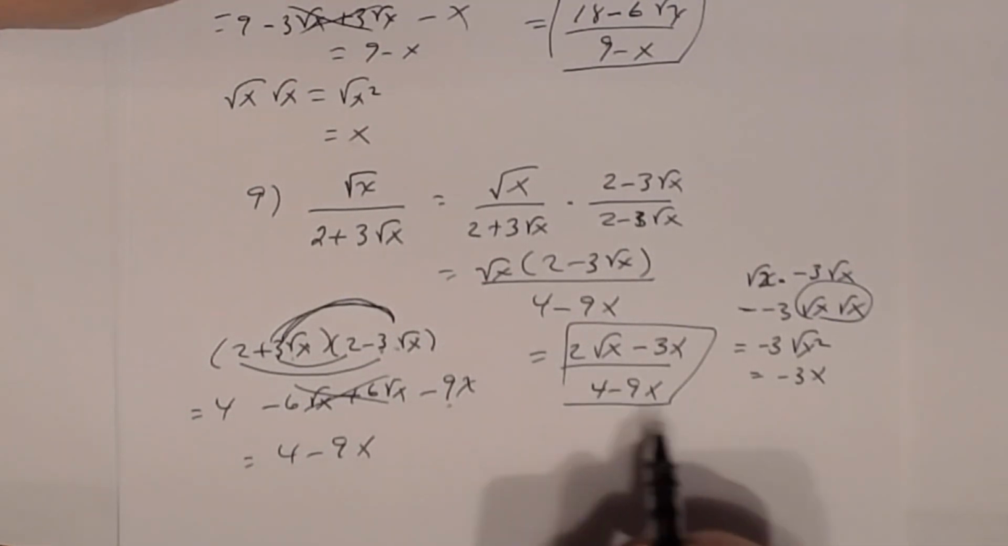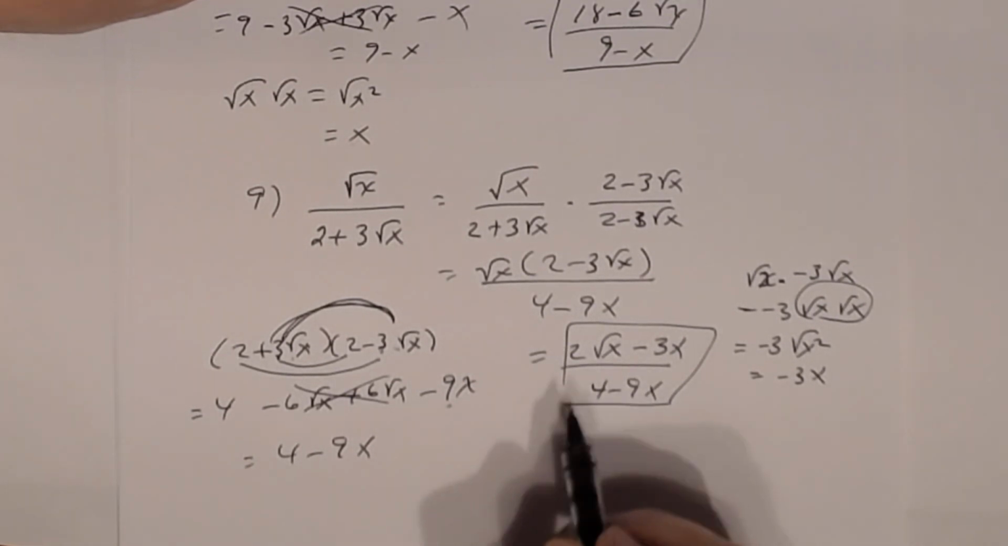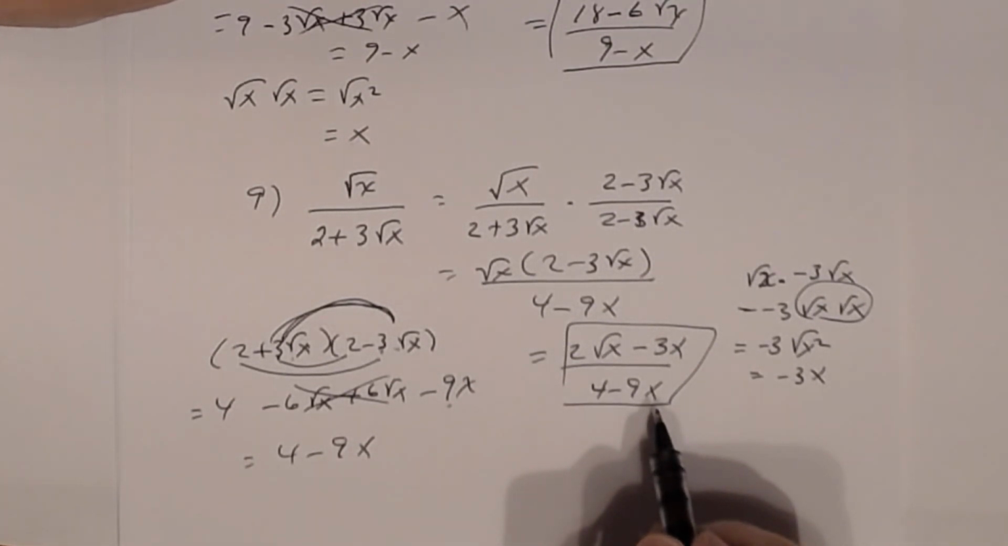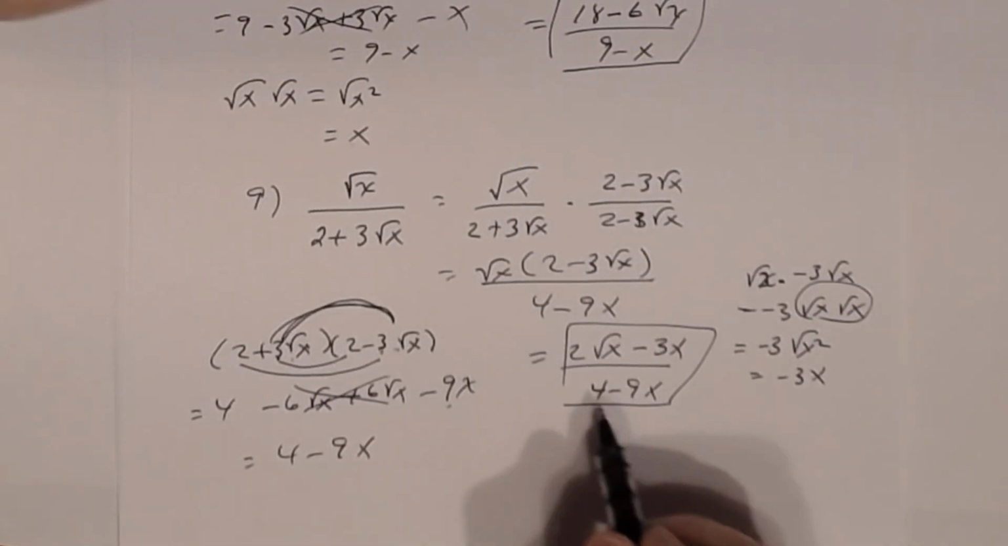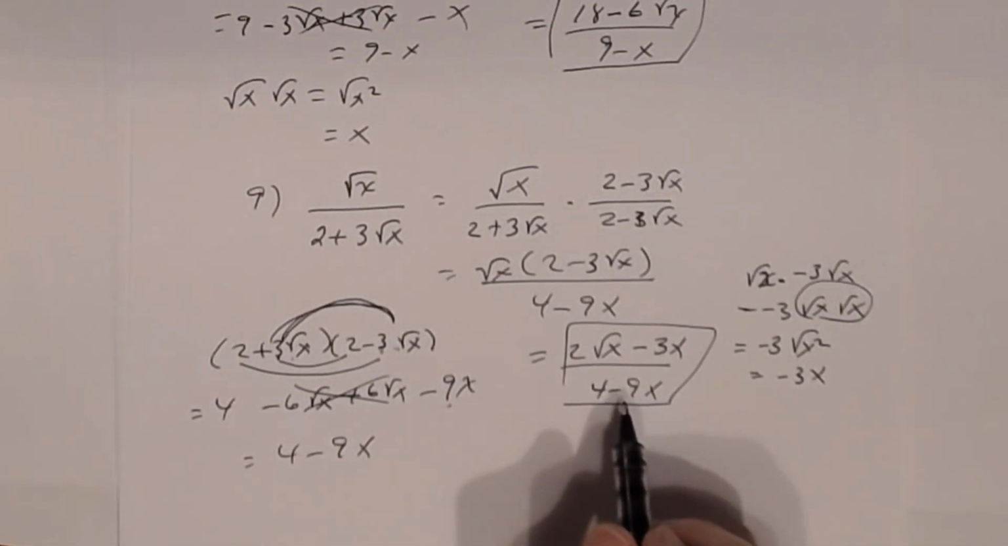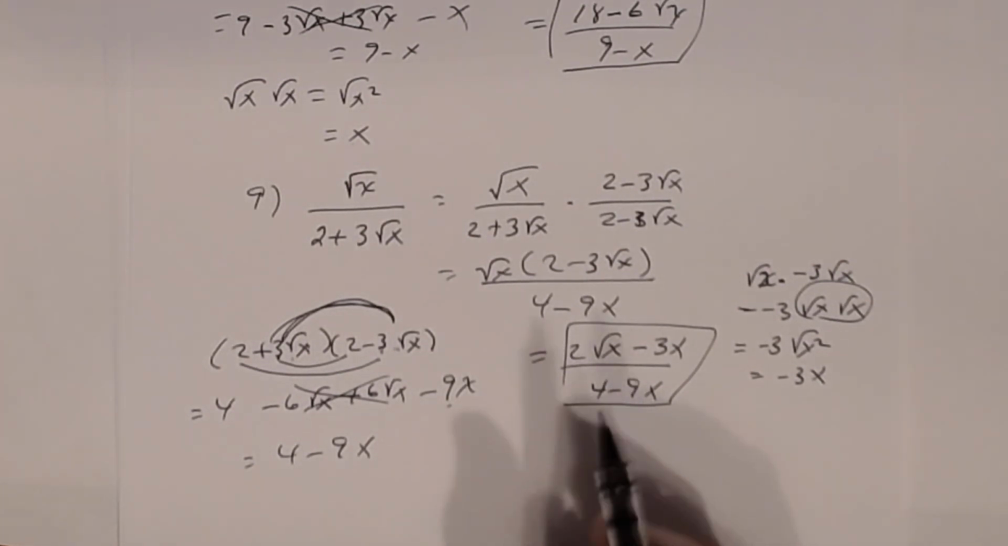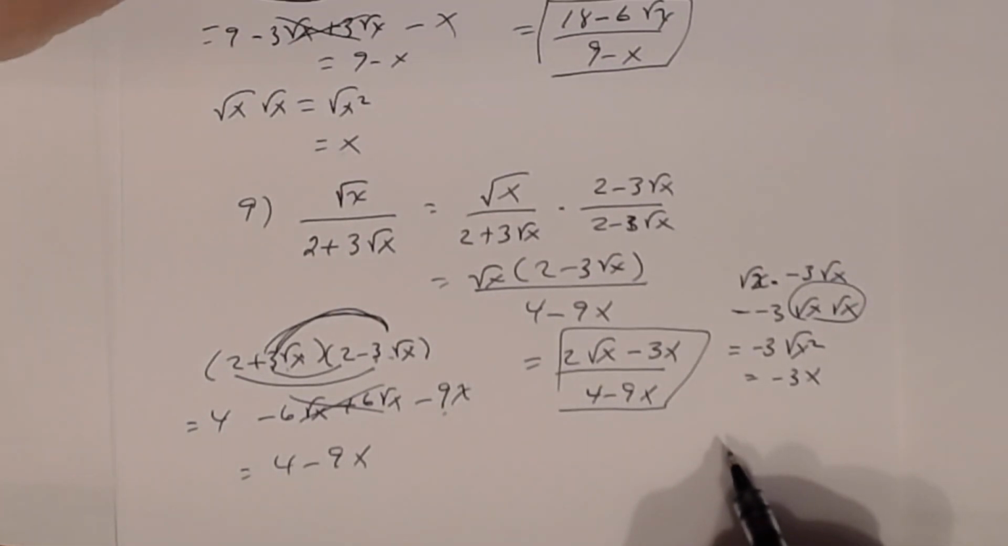And now notice you did rationalize the denominator because you no longer have a square root. It doesn't look like a rational number, and it's not because it's a variable expression, but you don't have a square root in the denominator anymore. So you rationalize the denominator.